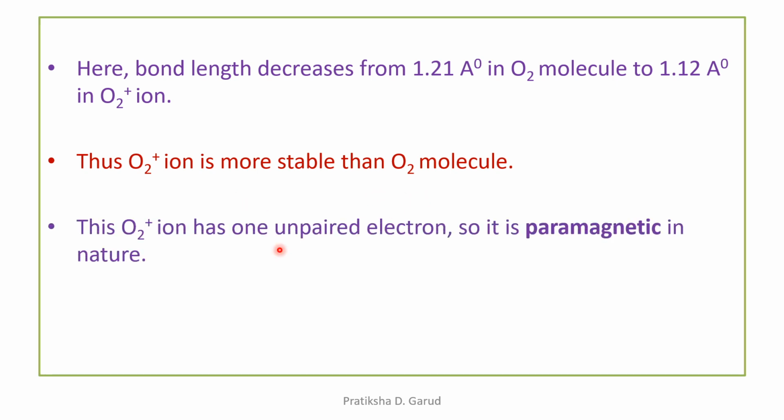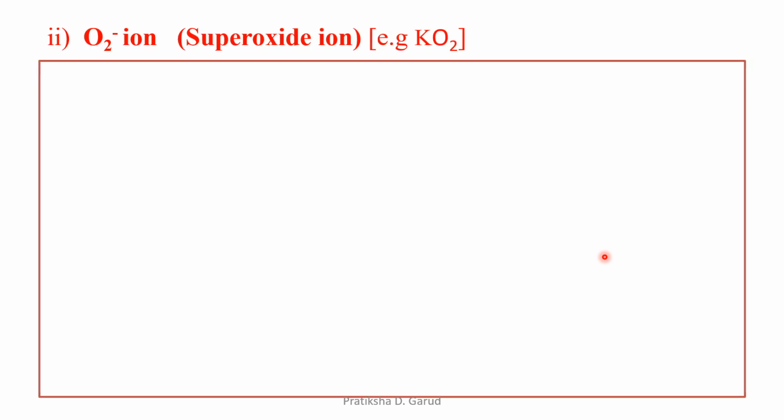And this says that in case of the O2 plus ion, it is having one unpaired electron. Still, it is having one unpaired electron in the antibonding MO. So this O2 plus ion is paramagnetic in nature, right? So this is regarding the first species of the oxygen, that is the O2 plus ion, which is more stable than the oxygen and it is paramagnetic in nature. Then, let us move to the second species of the oxygen, that is the O2 minus ion.